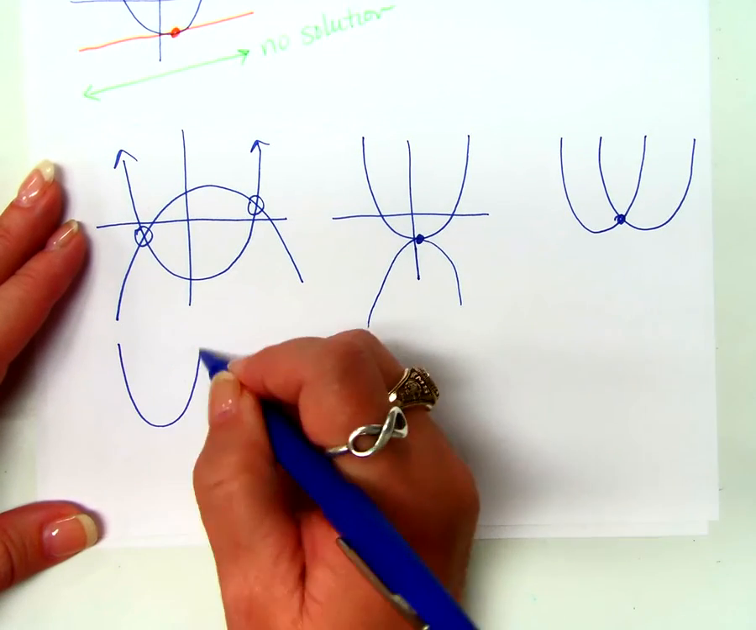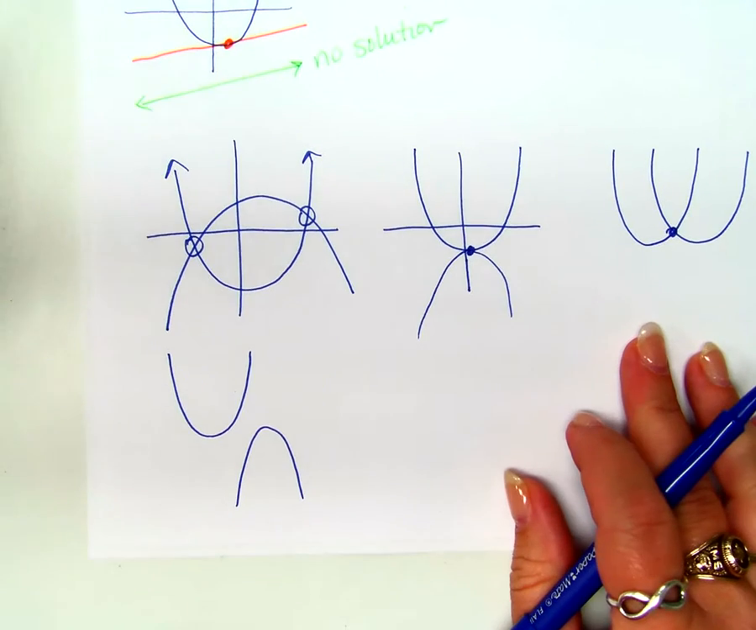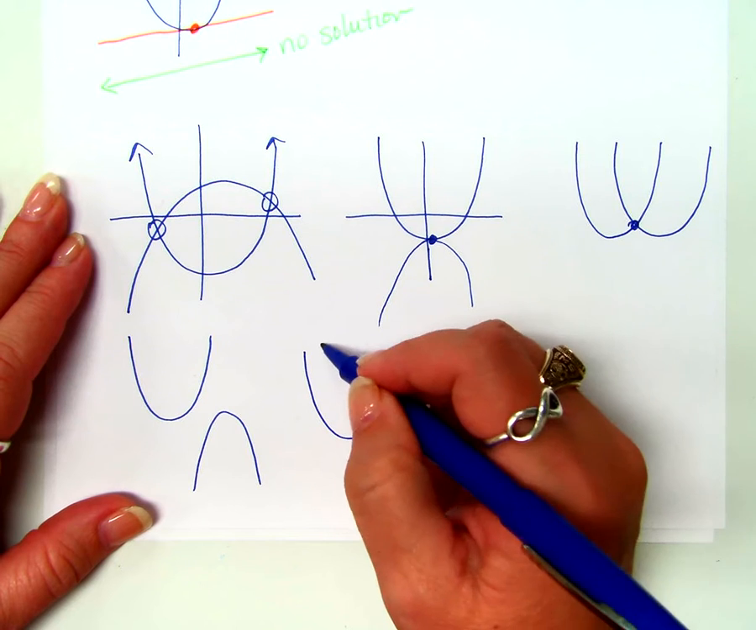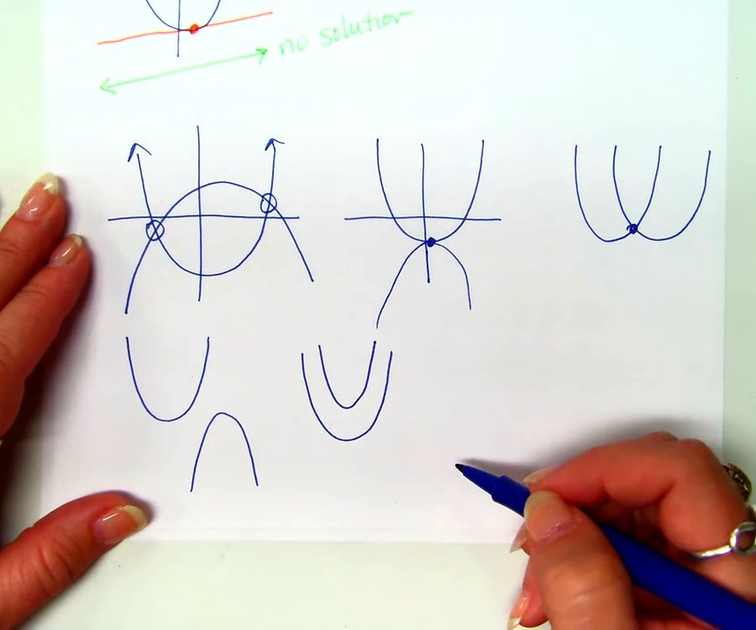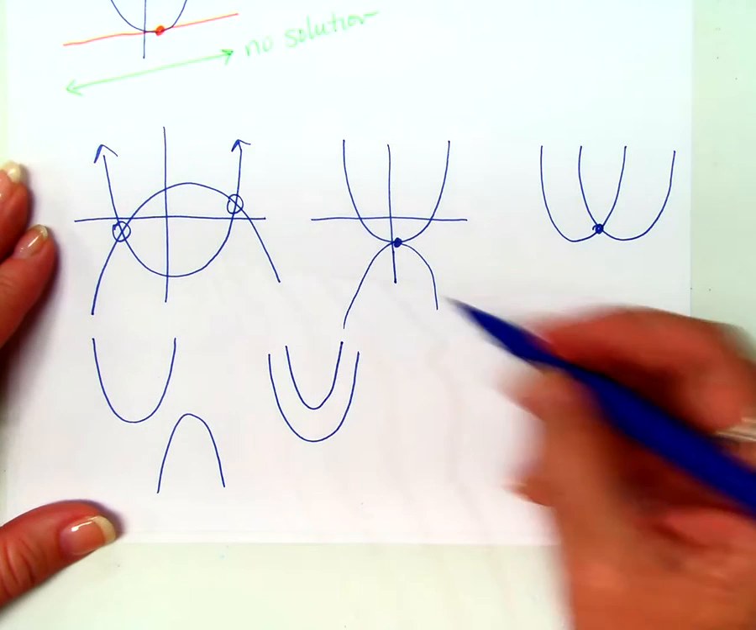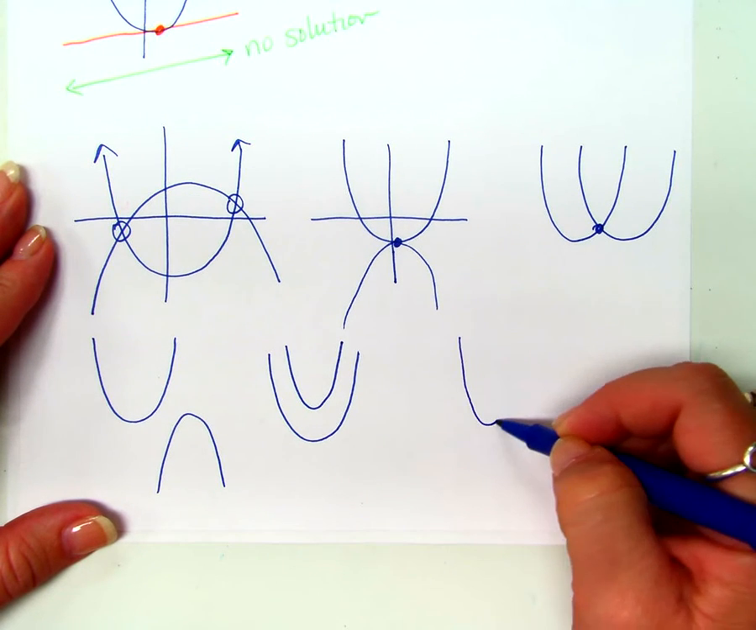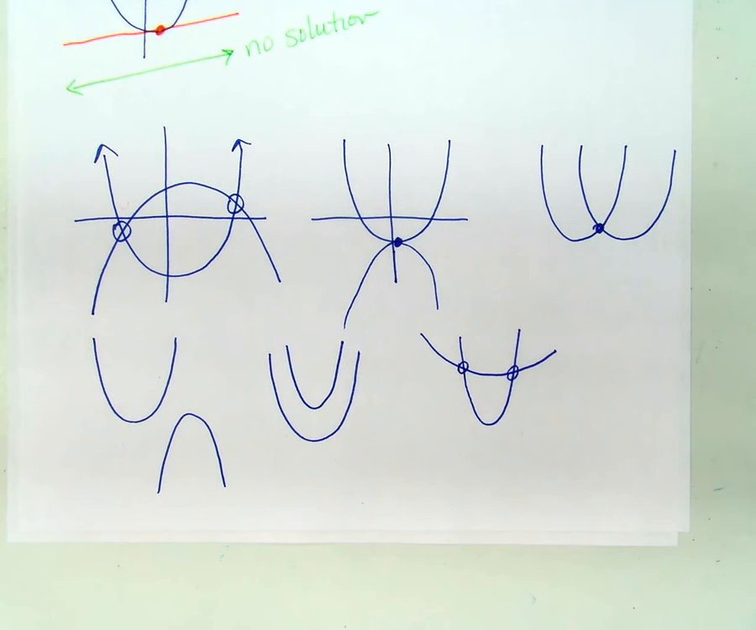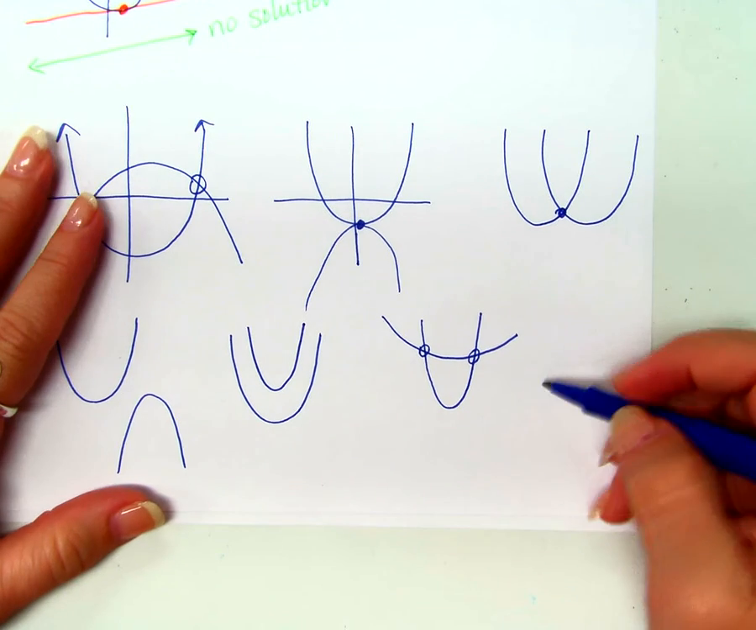So I could have 1 parabola here and 1 parabola here, so that would be no solutions. I could have 1 parabola here and 1 parabola here, right? What would that be? No solution. I could get 2 solutions other ways. I could have a real narrow parabola, and then I could have a wide parabola facing the same way. That would give me 2 solutions, right? What else could I have? Think outside the box a little bit. We could have 4 solutions, couldn't we? How could we have 4 solutions?